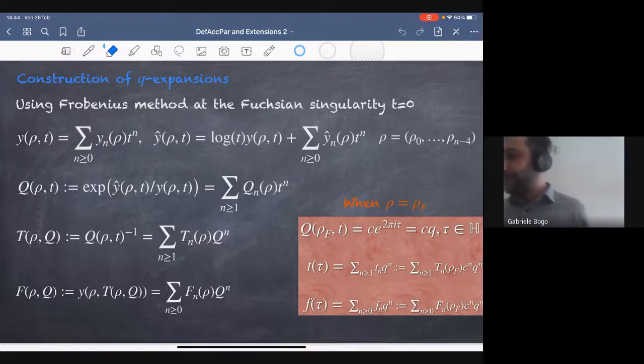Okay. So this was just to show you how to construct a modular form from the solution of the uniformizing differential equation.